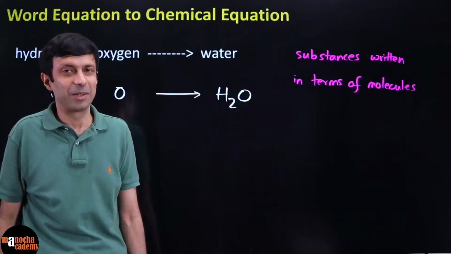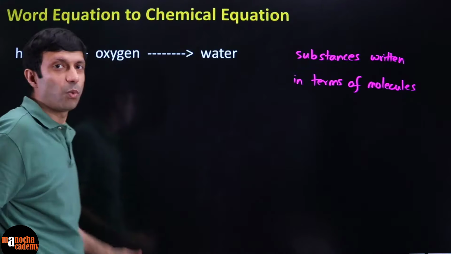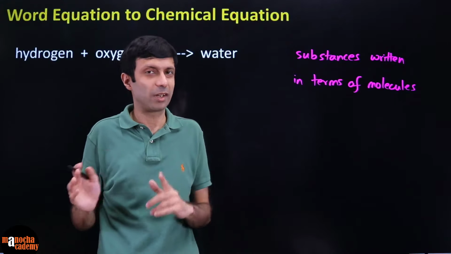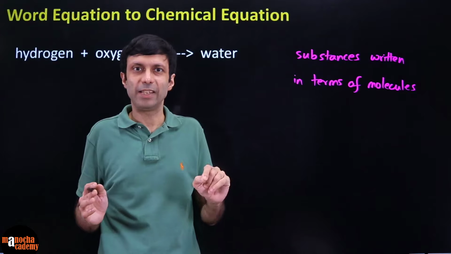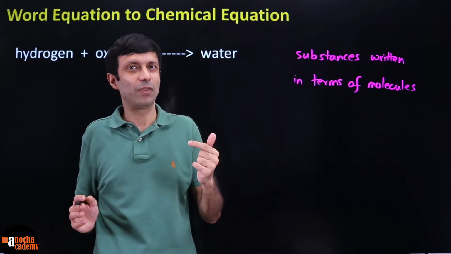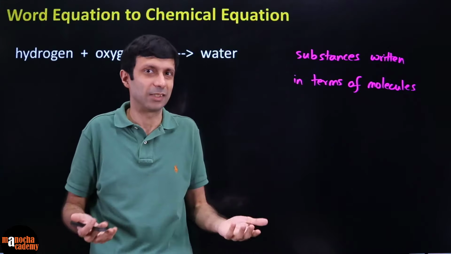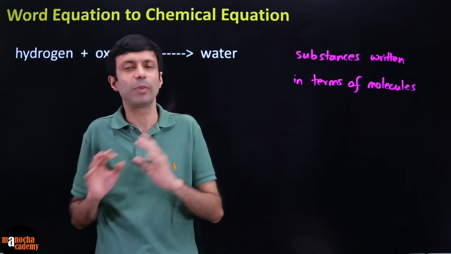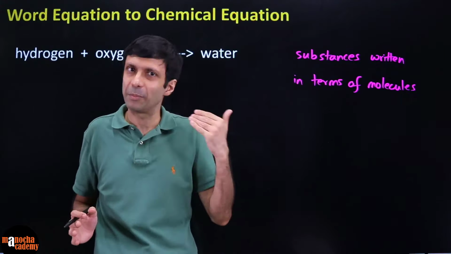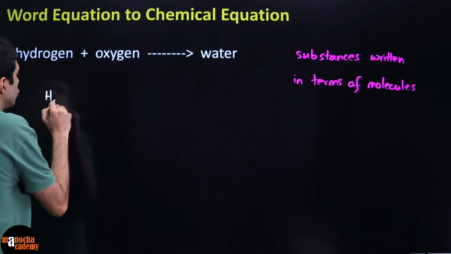Substances should be written in terms of molecules. So let's go ahead and do that. How do I represent one molecule of hydrogen? Hydrogen is an element, it's not a compound. We know the symbol is H, but for elements we should use atomicity. Hydrogen is diatomic. How do I know? You have to learn this, okay? There is a reason why it is diatomic, but for now, let's learn that hydrogen is a diatomic gas. So it is represented as H2. So I'm going to write this as H2.